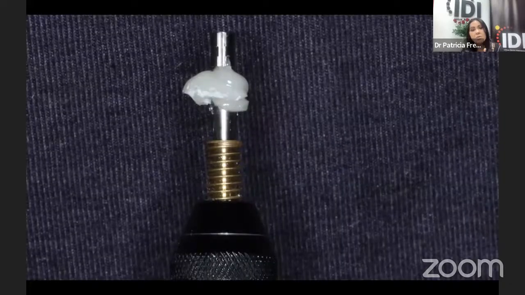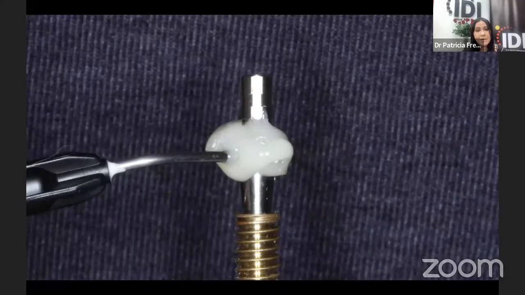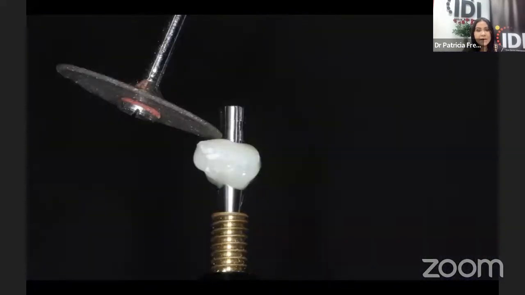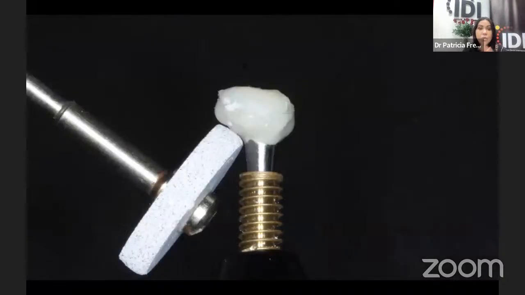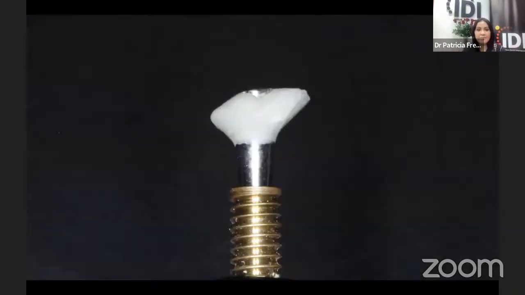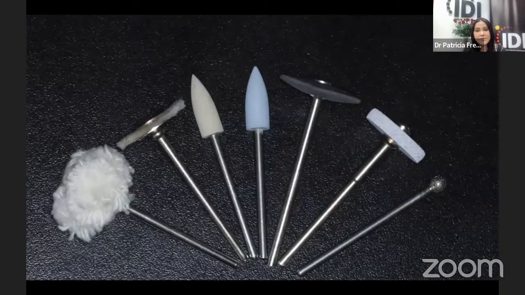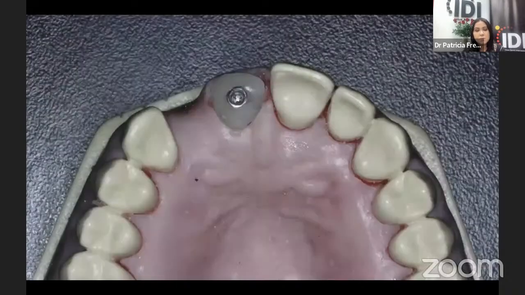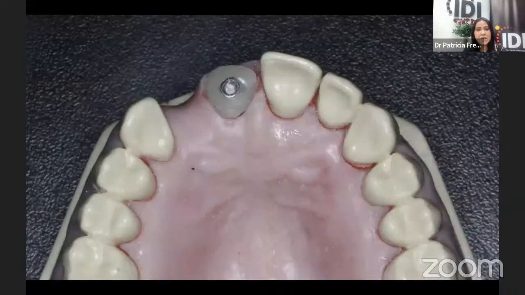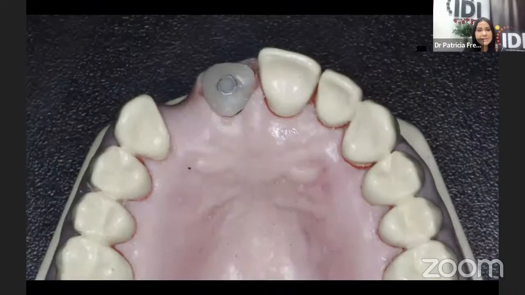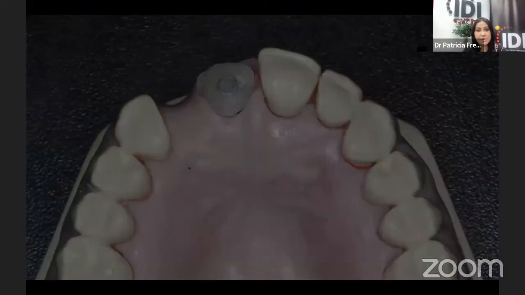And now again, working outside the mouth of the patient with composite, cutting the provisional abutment and working like this, see, to make it concave. At the beginning, we always have to leave that concave. So now we have our personalized healing abutment. Place it into the implant.